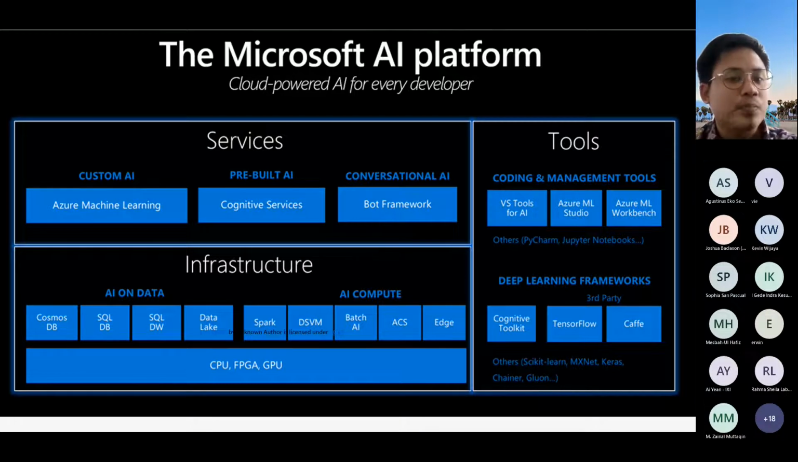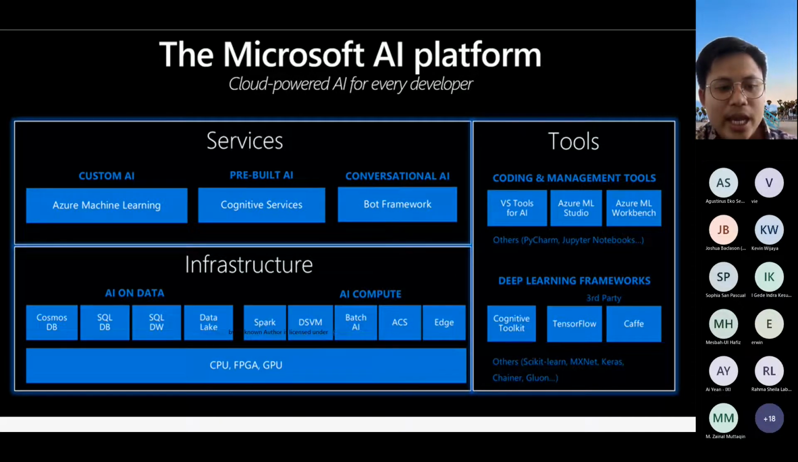The second one is pre-built AI with the cognitive services. Microsoft creates the AI, so we use the pre-built AI. You can use the cognitive services, for example, to solve some problems. And for conversational AI, you can use the bot framework. These are the AI services in Microsoft.